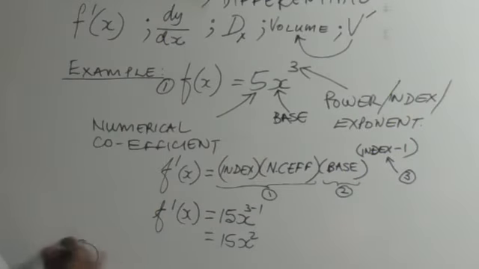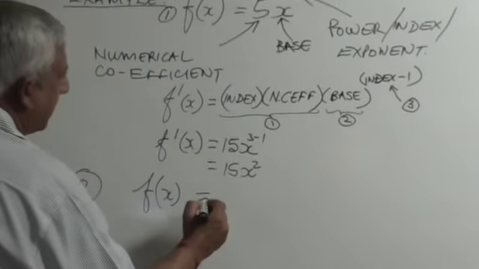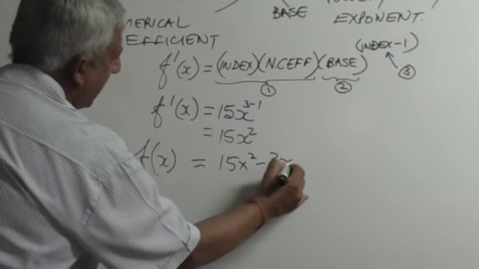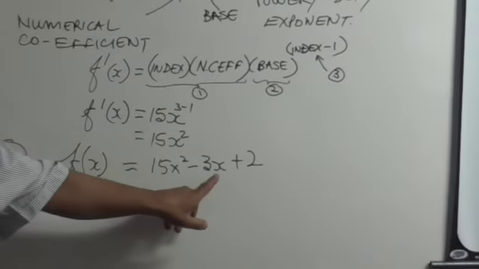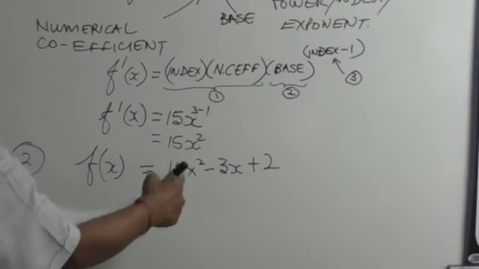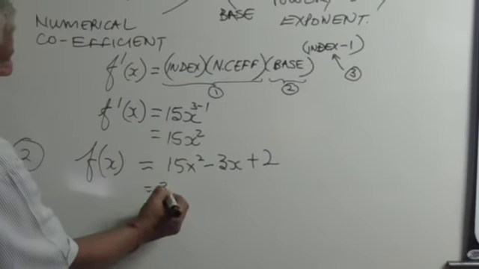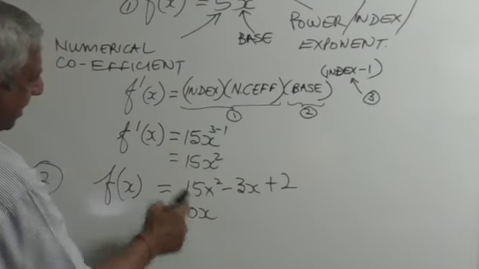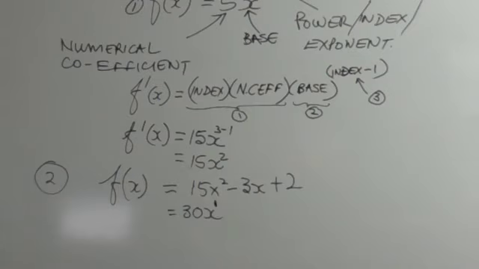Let's do another example. Number 2. F of x is equal to, and this time what we're going to do, suppose you had 15x squared minus 3x plus 2. Now you got 3 terms, so you must differentiate each term. So if you take this one, you use that rule first on this part here. 2 times 15 will give you 30. Step 1. Step 2, write down the base, x. I wrote it down. Then index minus 1. 2 minus 1 will give you 1.